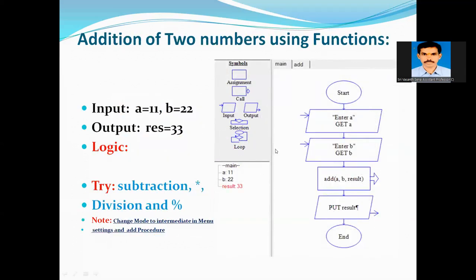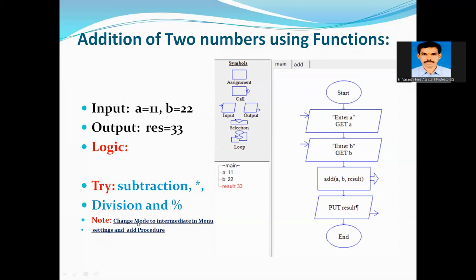So this is the better way. Here I am taking the addition of two numbers using functions. Already we did this program, addition of two numbers, but now we are using the functions concept. If you understand this one, then we can go for modularity and reusability easily. Suppose a value is 11, b value is 22, then the result is 33. So we need to add these two numbers by using the concept of functions.